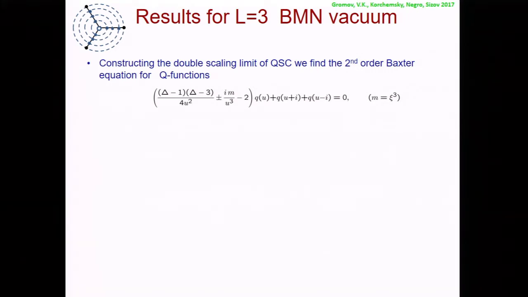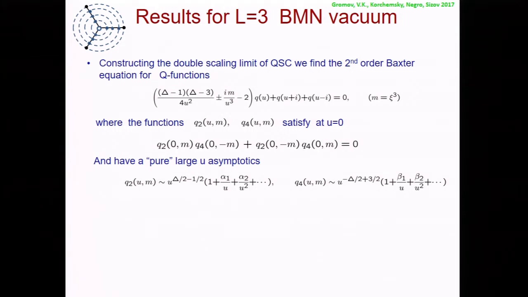We discovered for these graphs at any order that we can write the Baxter equation of this form, where delta is the anomalous dimension and the coefficient m is directly expressed through the coupling xi cubed of this bi-scalar model. Then we derived from the quantum spectral curve the integrability condition in terms of 2 solutions. Let's call them Q2 and Q4, 2 solutions of this equation, having specific asymptotics.